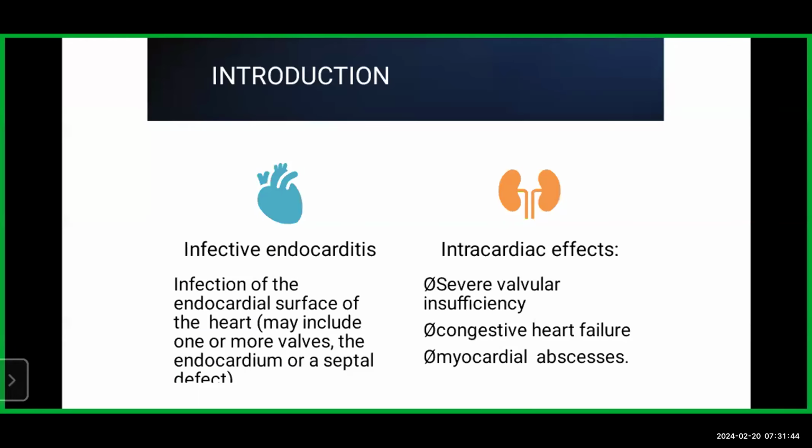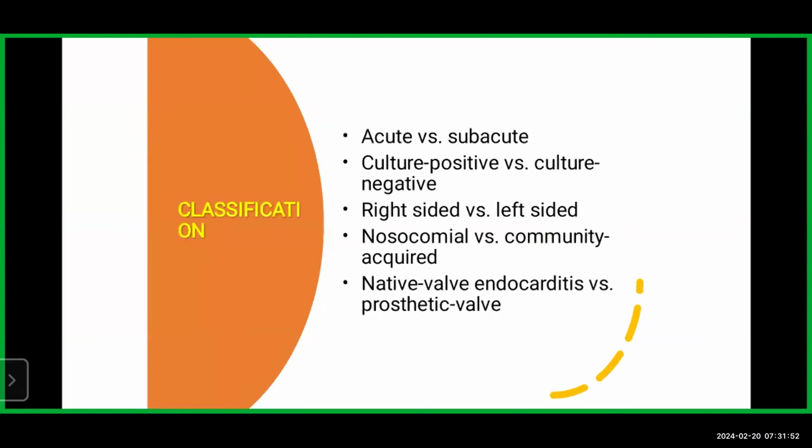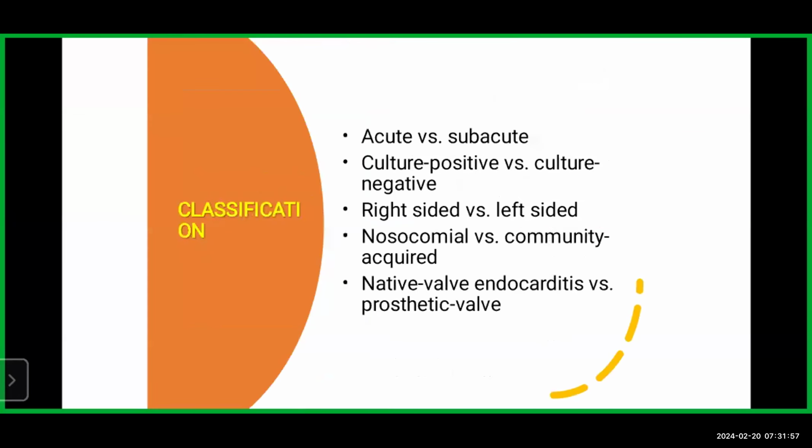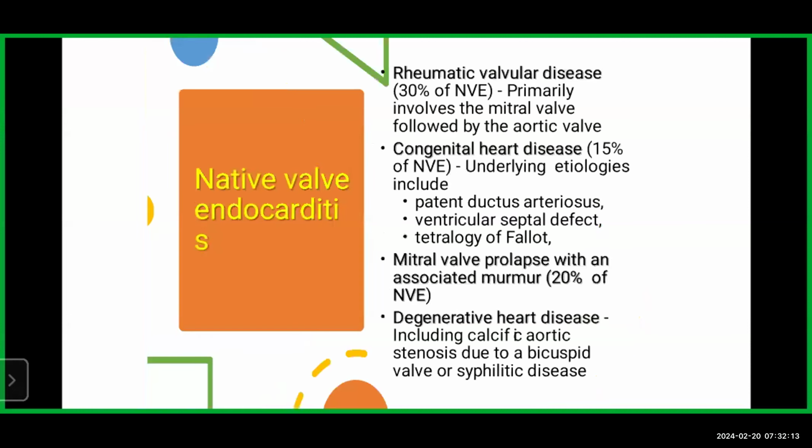Infective endocarditis is simply infection of the endocardial surface of the heart, and it may affect one or more of the heart valves. So it could be acute versus subacute, culture positive versus culture negative. It could be right-sided or left-sided. It could be nosocomial or community acquired, and it could be native valve. Of course, native valve means that it's affecting the native valve, or it could also be prosthetic valve. Infective endocarditis is seen more commonly in prosthetic valve.